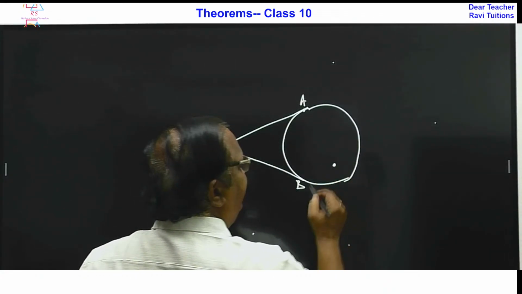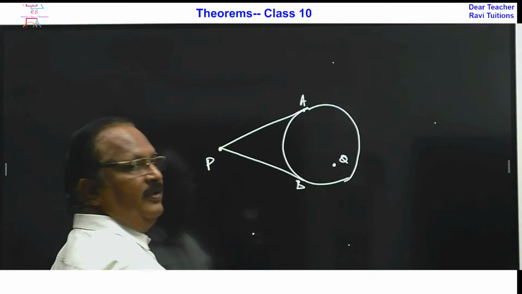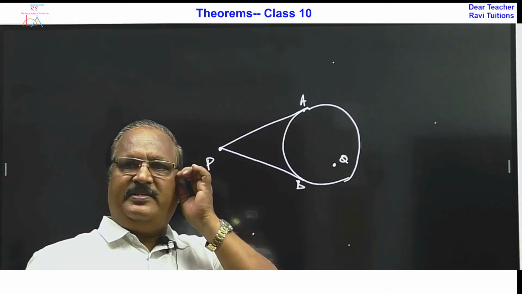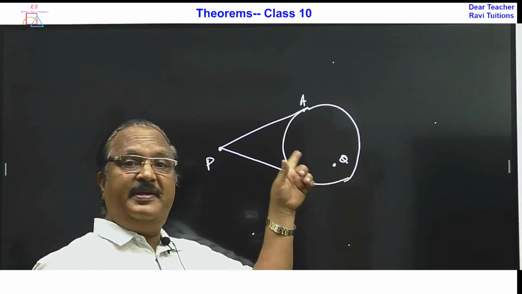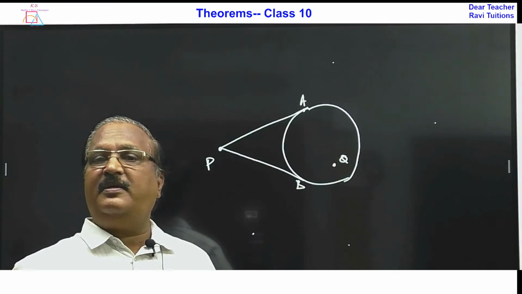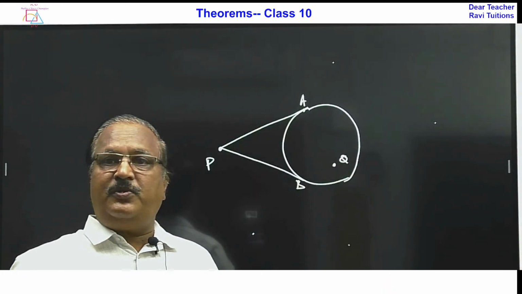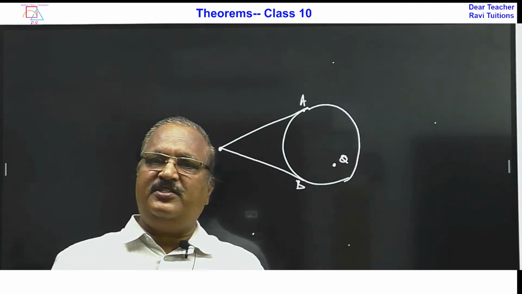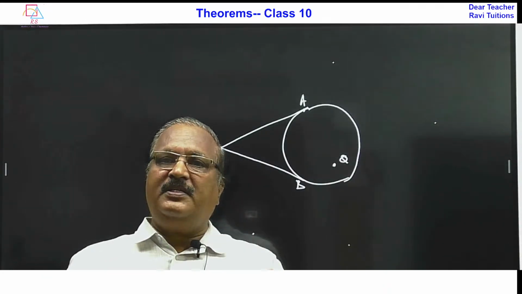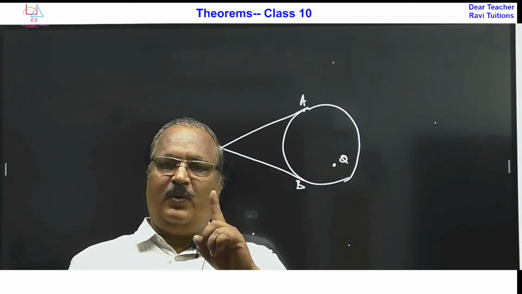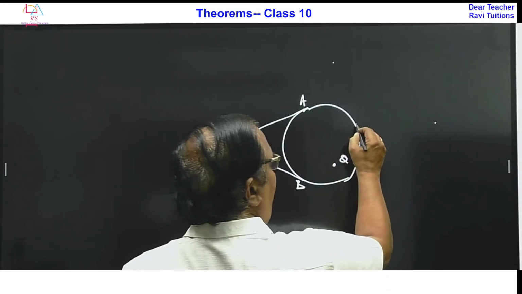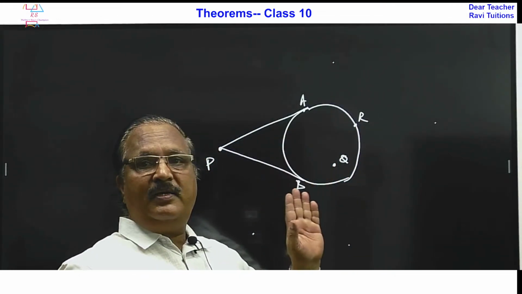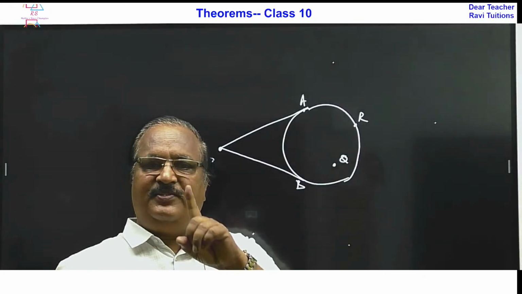Suppose there is an interior point Q. From Q you cannot draw any tangent. No tangents can be drawn from an interior point of a circle. So the point which is on the circle, how many tangents can we draw through it? One tangent. Let us say R is on the circle. Through R, how many tangents can we draw? There is only one tangent.